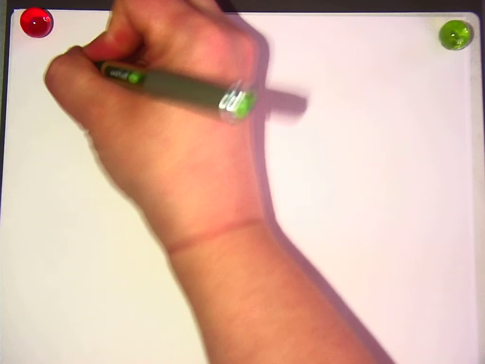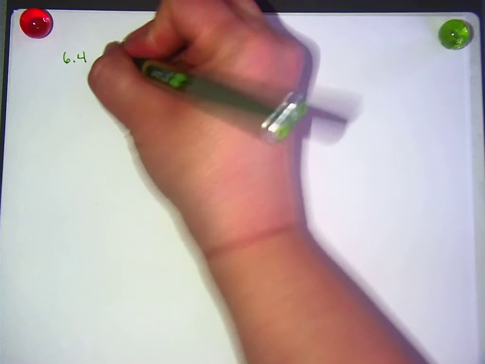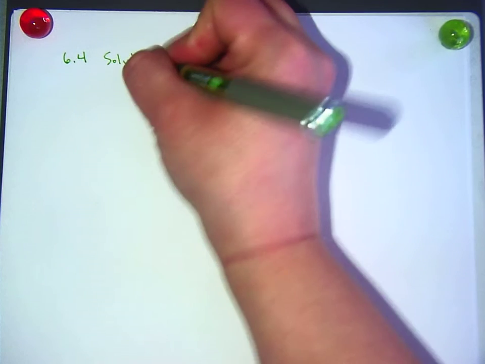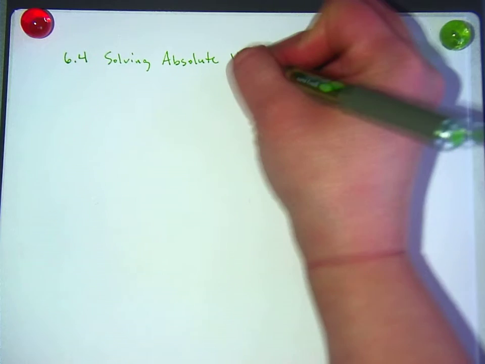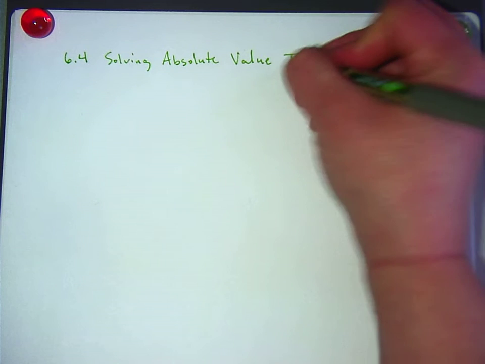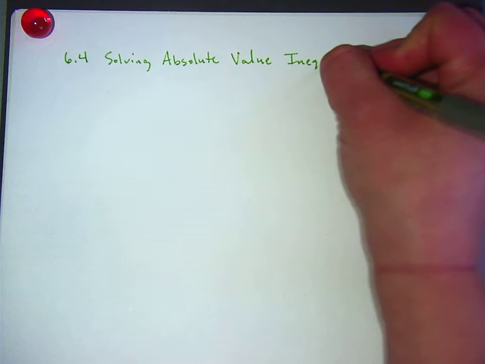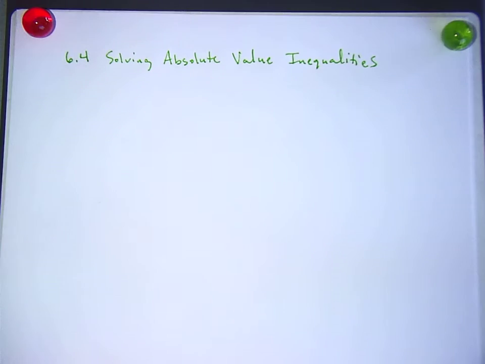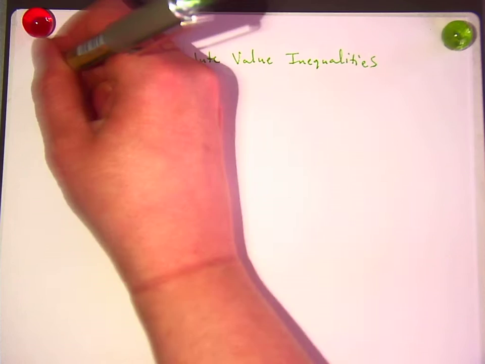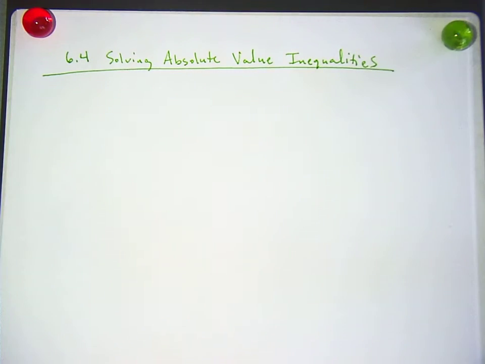All right, so 6.4, solving absolute value inequalities. Do you need me to change the color of my pen, or can you read this okay? Is it a green pen? Yep. You should have used that yesterday.